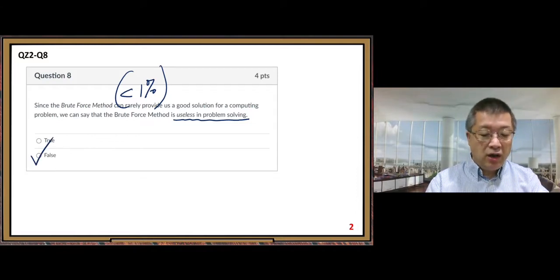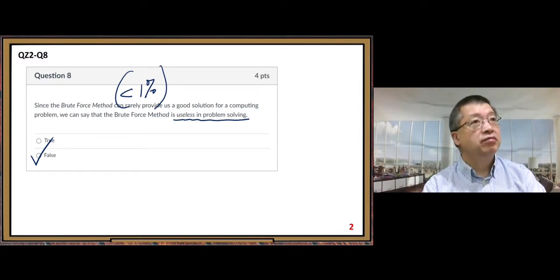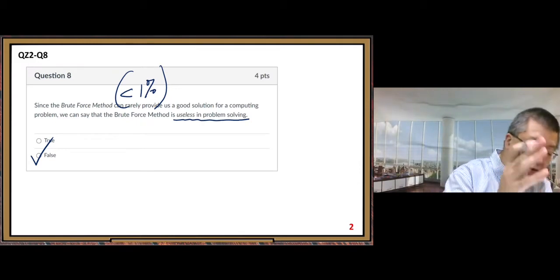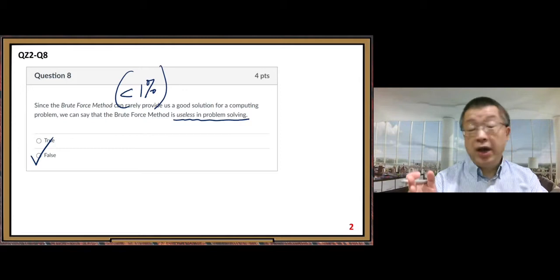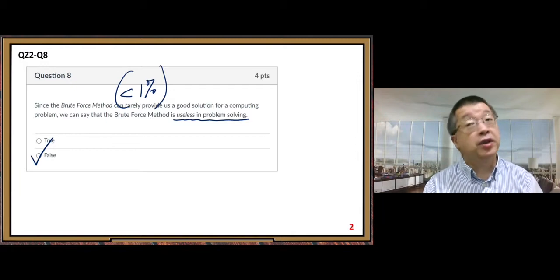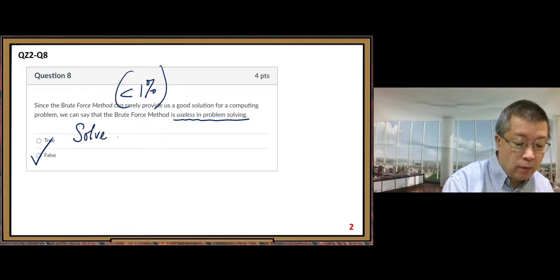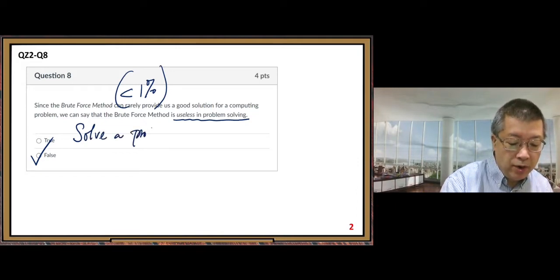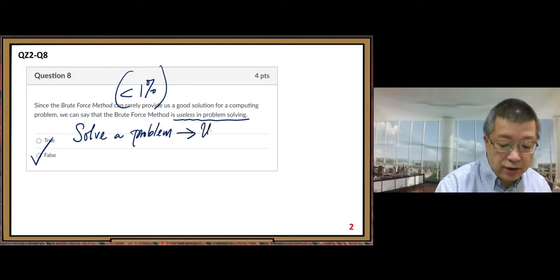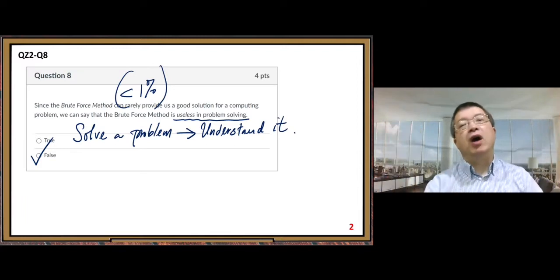Here it's not a question, it is a statement. So the answer is false. We cannot say the brute force method is useless. Why? The reason is very simple. In order to solve a computing problem, first you need to understand it. Understand all aspects of the problem.